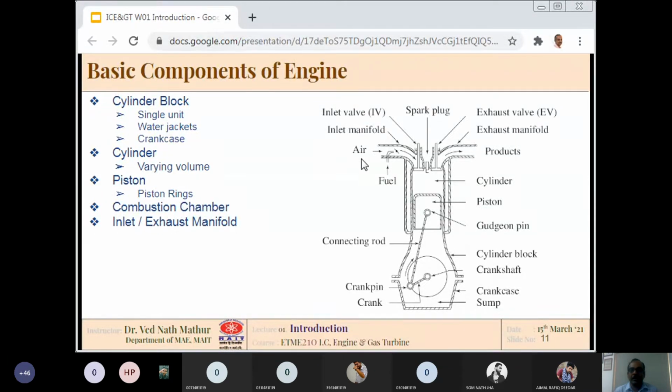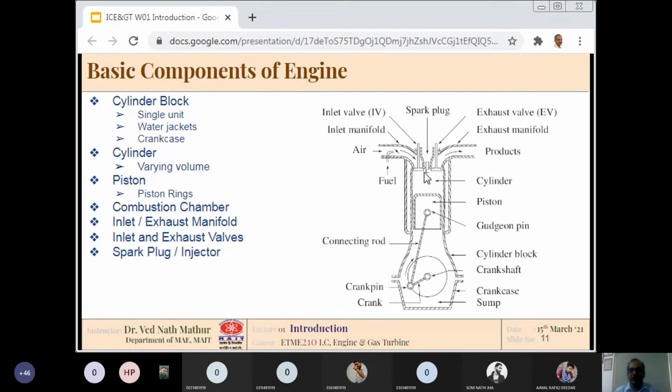Now there is the inlet manifold. You can see the top left side pipe where air is coming and then fuel is entering. So this pipeline or passage is called the inlet manifold. And on the right side, you can see this pipe which takes away the exhaust gases, the product of combustion. This is the exhaust manifold. And the passage can be opened or closed by way of valves, which are inlet valves and exhaust valves.